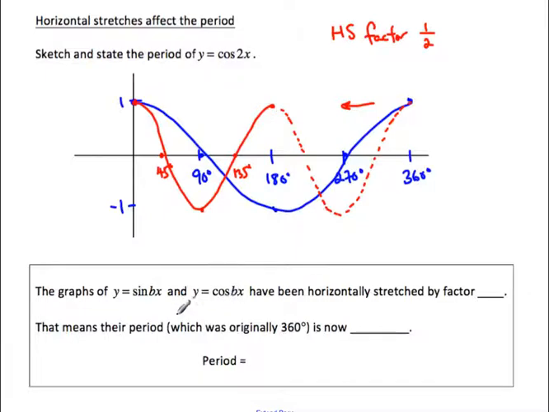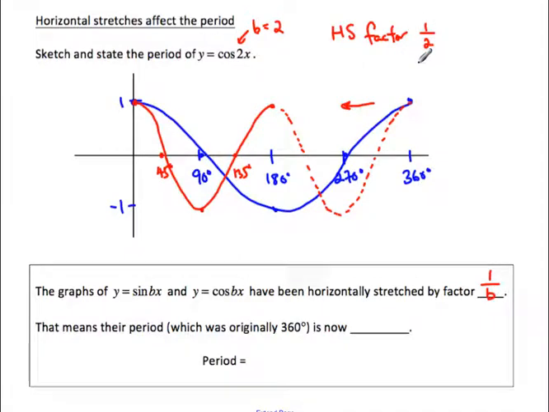In general, if we replace 2 with b, here b was equal to 2, and we think in the general case the graphs of y is equal to sine bx and y is equal to cos bx have been horizontally stretched by a factor, not 1 over 2 as in this specific case, but 1 over b. Here when b was 2, we were stretching by a factor of 1/2. If b was 3, we'd be stretching by a factor of 1/3. If b was 8, we'd be stretching by a factor of 1/8.